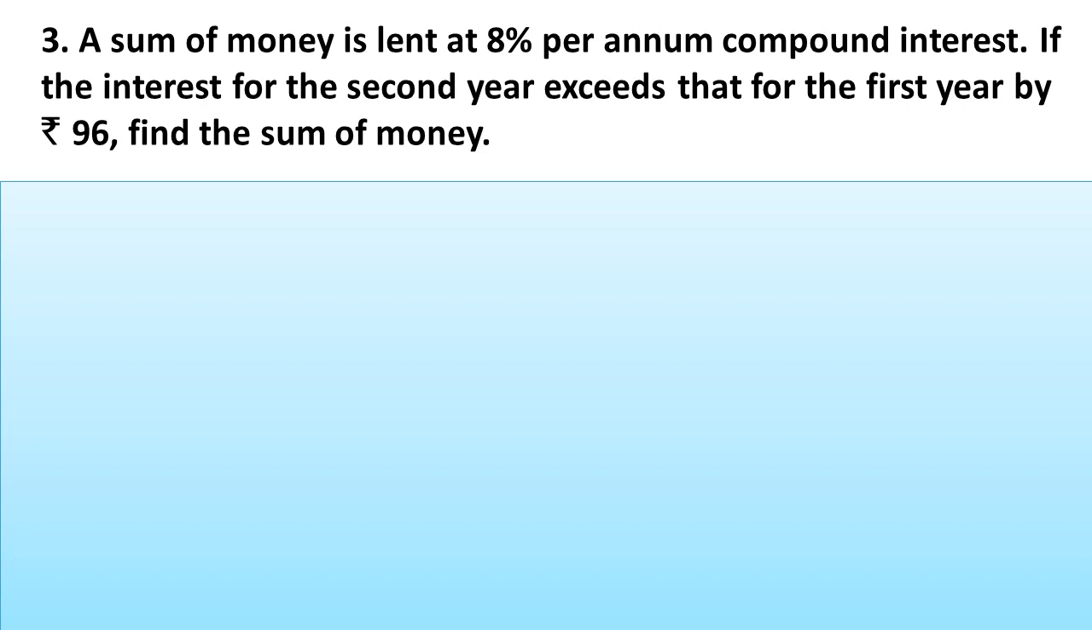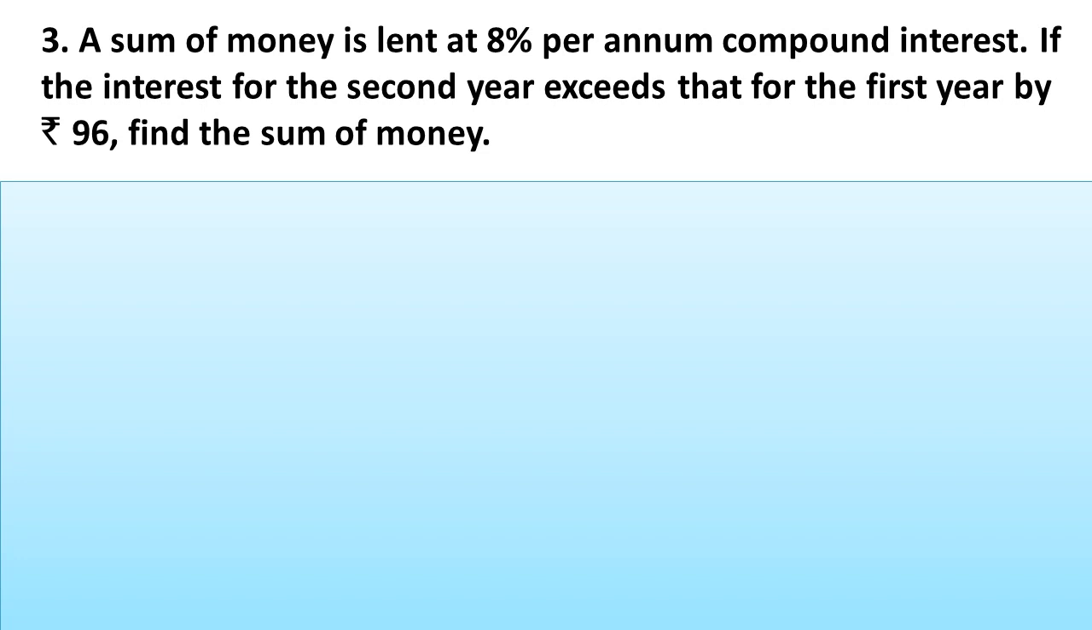Question number 3. A sum of money is lent at 8% per annum compound interest. If the interest for the second year exceeds that for the first year by rupees 96, find the sum of money. In this problem, rate of interest is given as 8% and the amount, that is the difference between the interest of first year and second year, is given as rupees 96, and we need to find out what is the sum of money.